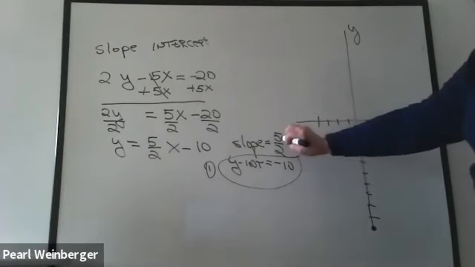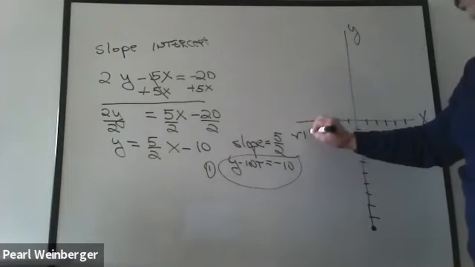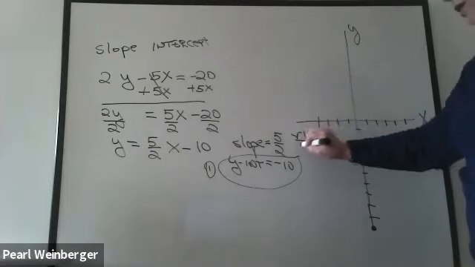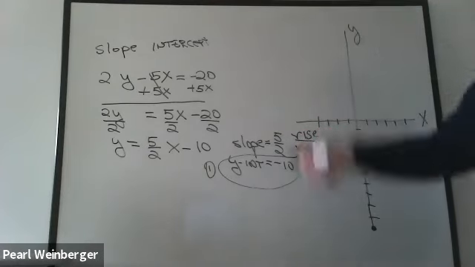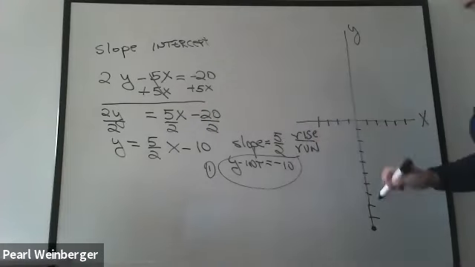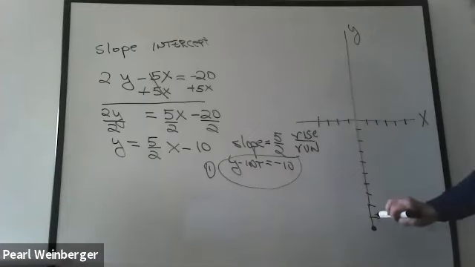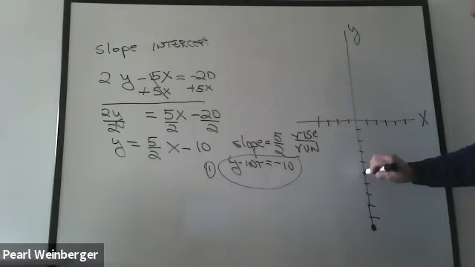What does the slope tell me? The slope is 5/2. That means my rise is 5 and my run is 2. The number on top is always how much up and down you go. The number on the bottom is always right to left. So I have to go up 5 from this point, not from the origin, but from your y-intercept. 1, 2, 3, 4, 5, and then count 2 to the right. 1, 2. That gives me a second point.